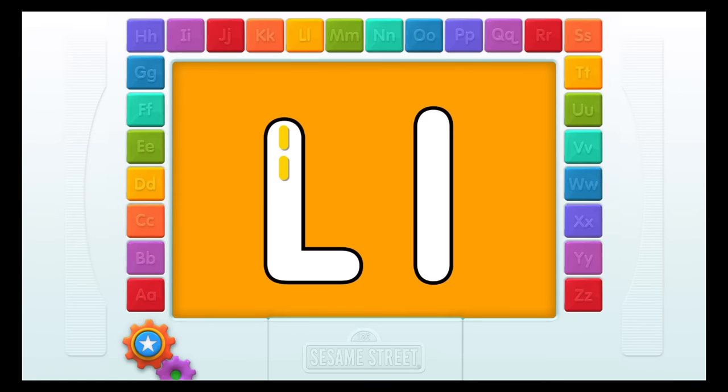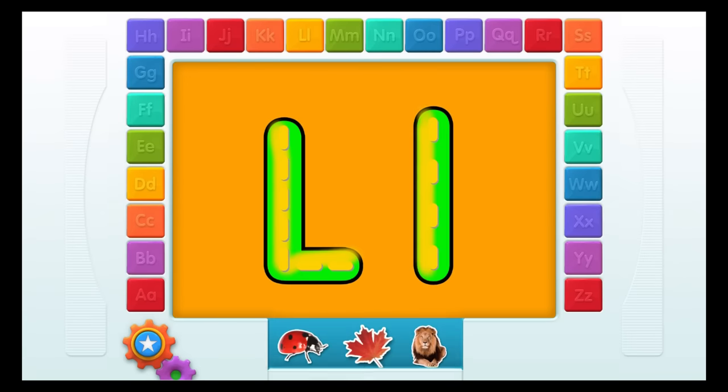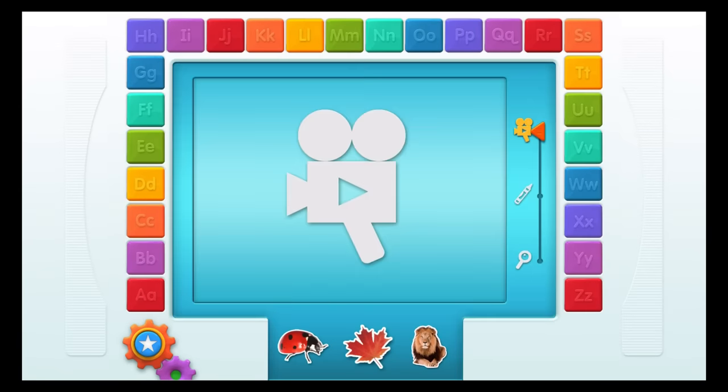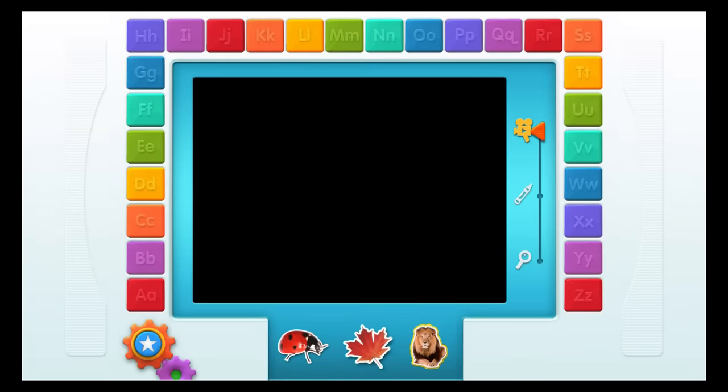Wow! Elmo thinks you picked a great letter. Draw the letters with your finger. You drew a letter. Now, make the lowercase letter. L. You made them both. Hooray! Video. Oh, look. Elmo sees three things that start with your letter. L. Lion.